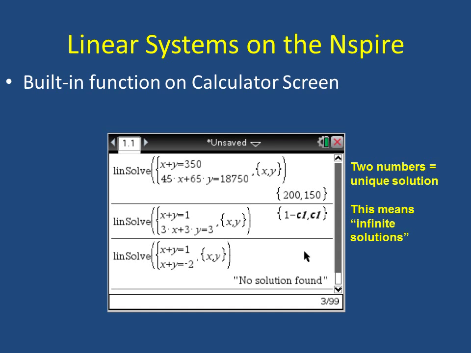If you have something like you have in the middle here on the screen, 1 minus c1 or something that's got this c1 or something else like that in there, what that basically means is that you have an infinite number of solutions. This is where you have two lines that are the same line. They overlap. And then at the very end here, if it says no solution found, well, that's exactly what happens. You have two parallel lines in this case, and so they never cross, and you never have a solution.